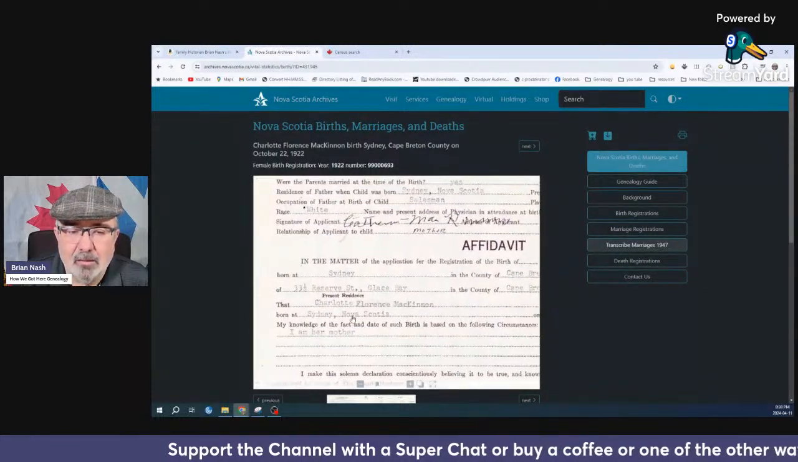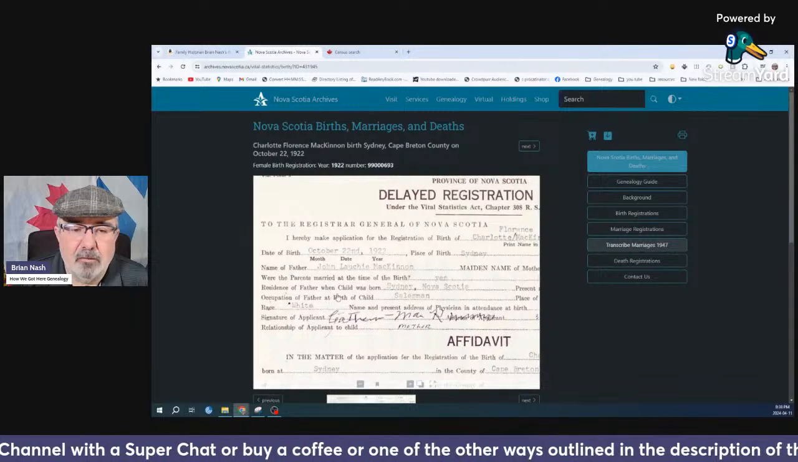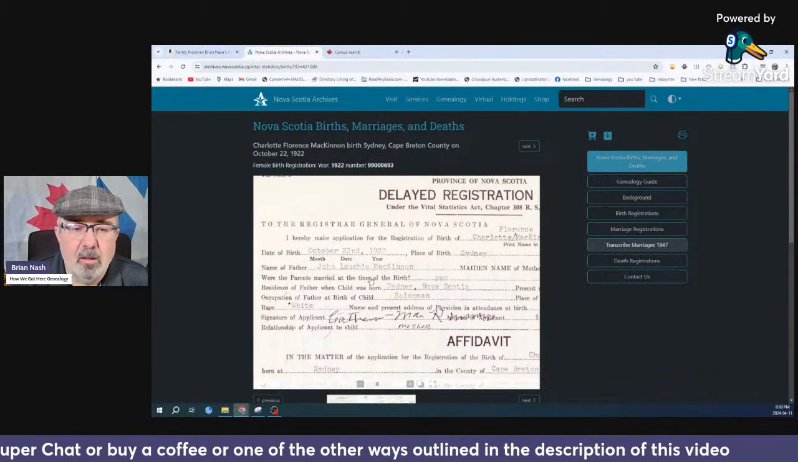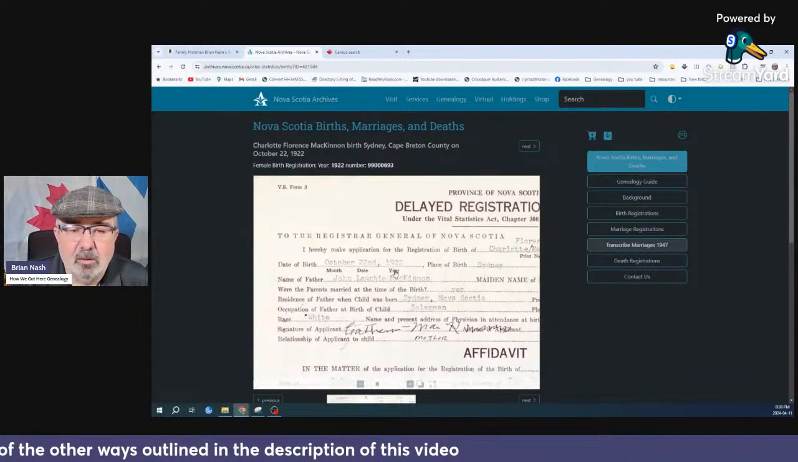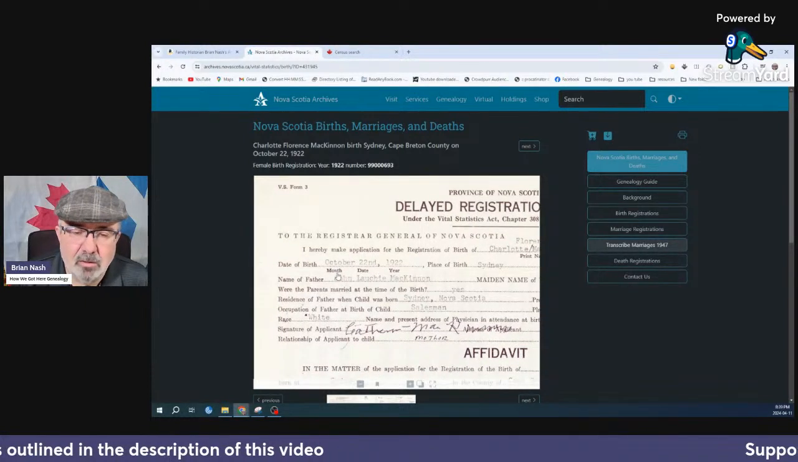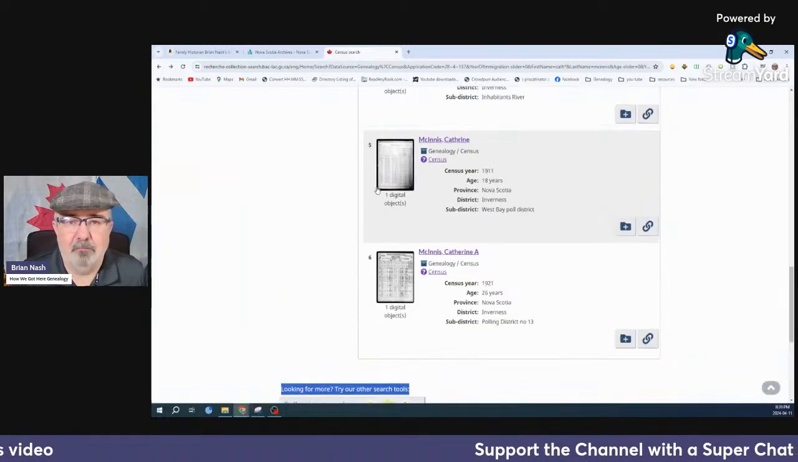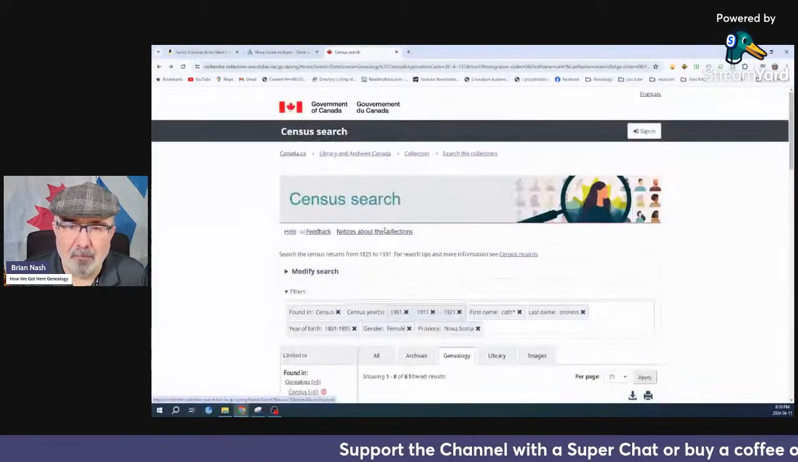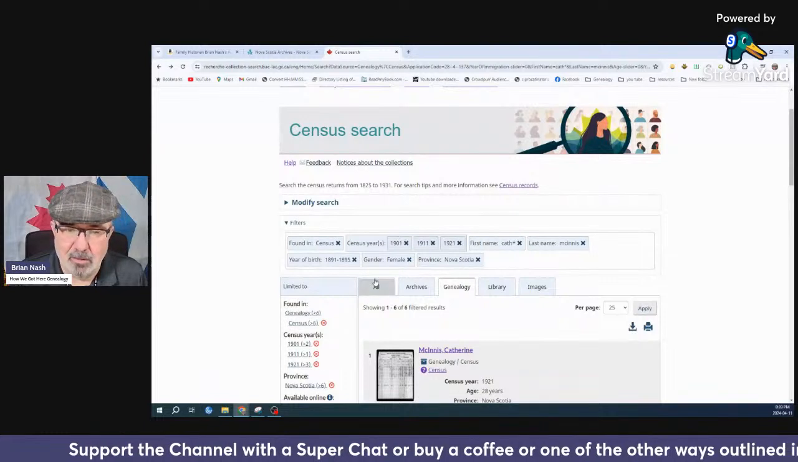So at this point, let's see, it gives the residence of the father when the child was born: Sydney. My grandmother was born in Sydney in 1922, so the year after the census. So would I be able to find my great grandfather in Sydney in the census?